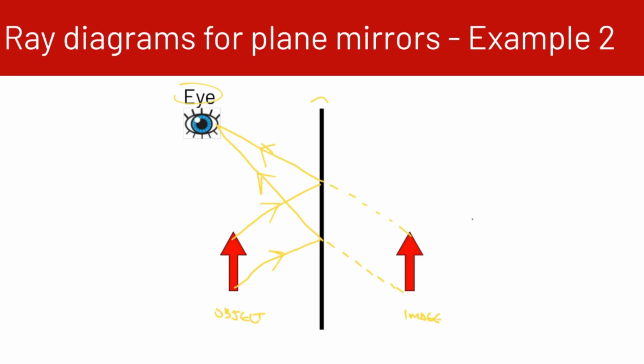Now, notice that we're not measuring any of these angles. By drawing the diagram correctly, we are drawing the correct angles here. So the incident angle and the reflected angle are going to be correct just by drawing the ray diagram correctly. So this is the incident angle and this is the reflected angle.